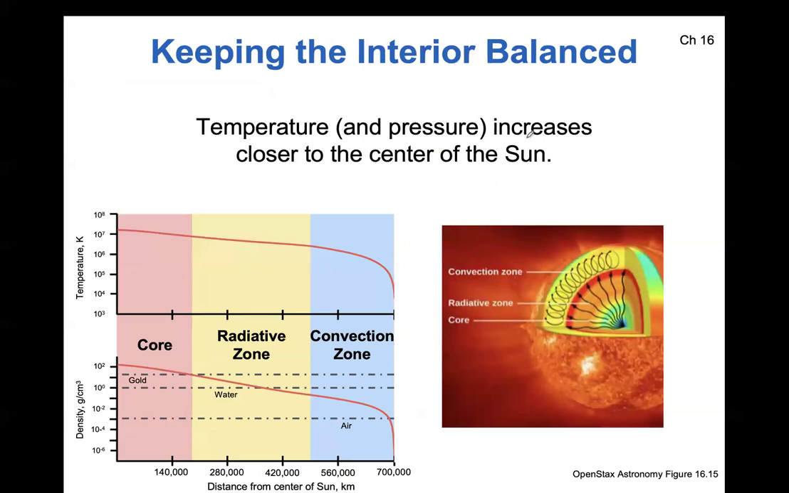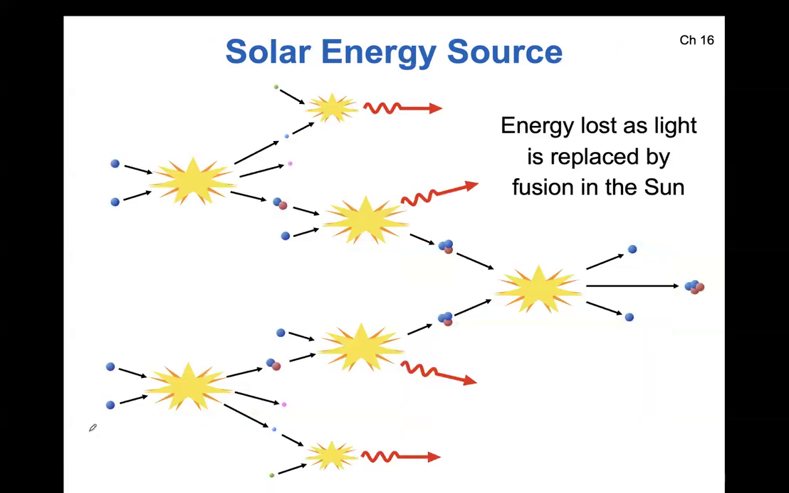So temperature and pressure increase closer to the center of the sun. If you remember these graphs from chapter 15, of course, neither of them was pressure. It was density and temperature. But density, although it's not equivalent to pressure, well, what creates the greater density? Why does the density go up as we approach the core and the center? Well, because the pressure compacts the material. So there is a direct relationship.